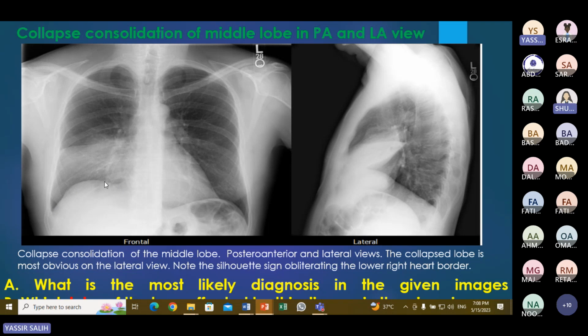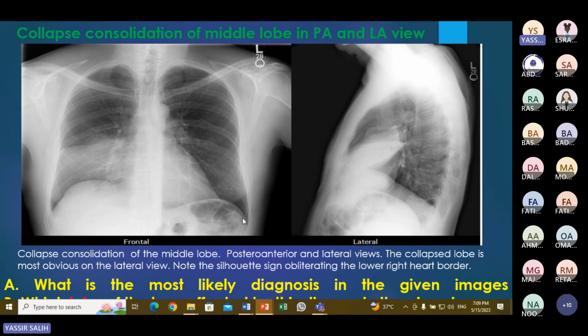Yes. The diaphragm is the thin line, the interface between the two densities, the white density and the black density. This thin line is the diaphragm. You can follow it if it is normal, like this. For example, you can take a pen and draw a line through the diaphragm. This is a normal diaphragm. Also on the other side, this is a normal diaphragm. You can follow the diaphragm in the area in contact with the lung.